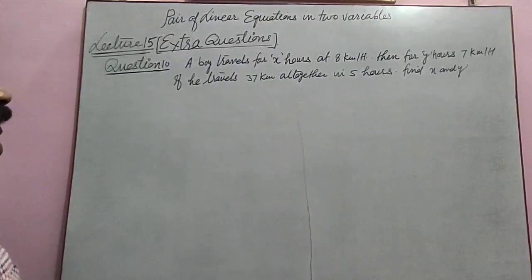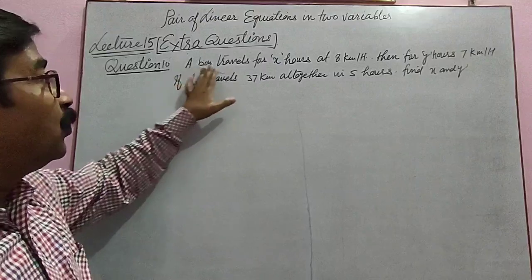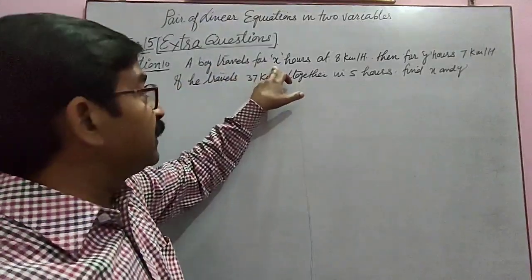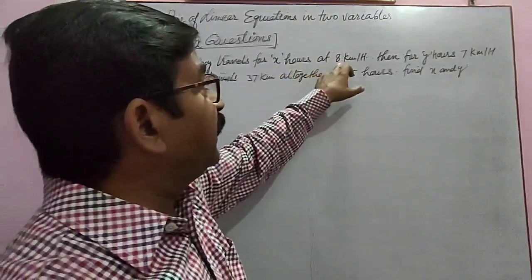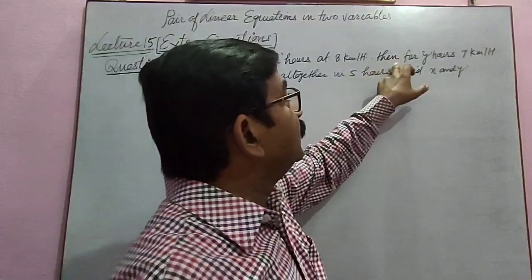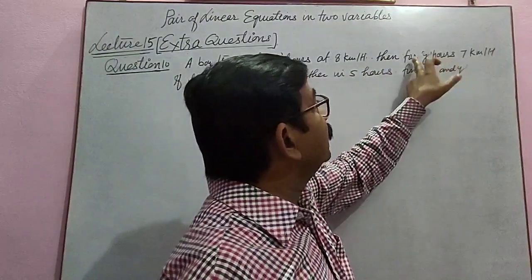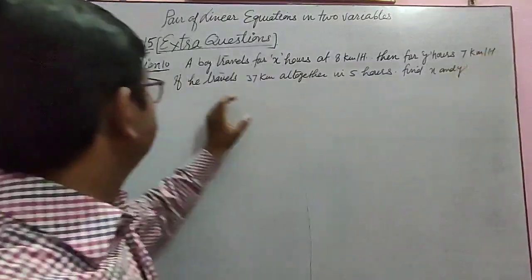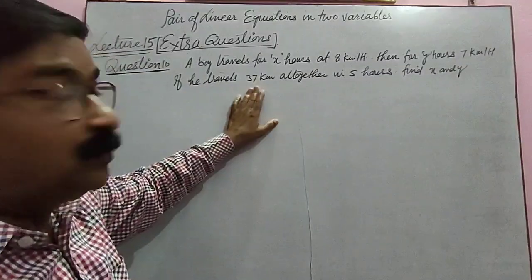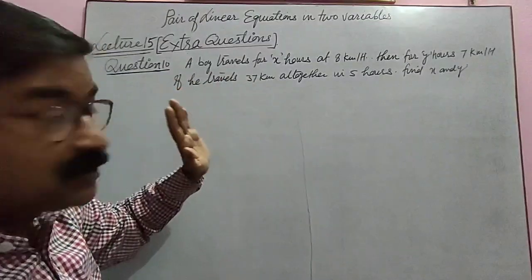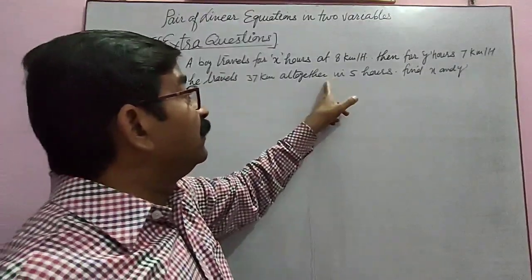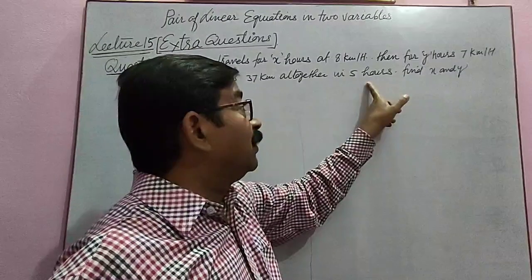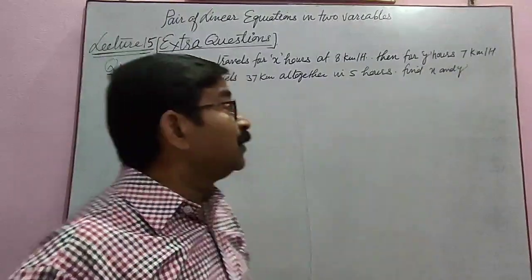Now students, see, a very interesting question. A boy travels for x hours at 8 kilometers per hour, then for y hours at 7 kilometers per hour, and he travels 37 kilometers together. Means the total distance is 37 kilometers in 5 hours. The total time is 5 hours. Find x and y. A very simple question.